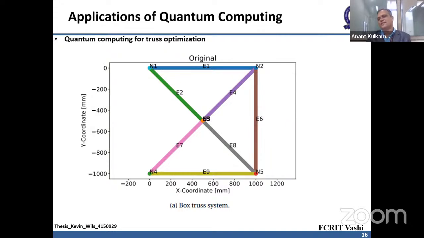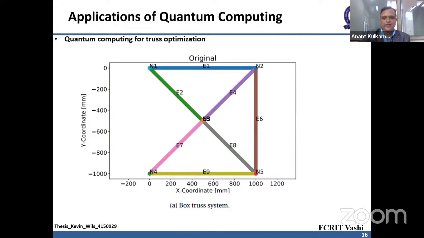If you look into this slide carefully, this box truss system is given. We are not going into detail because we are not experts of this truss kind of thing. I'm just explaining. If you look into this truss carefully, there are different members connected to different nodes. The members are E1, E2, E3, E4, E5, E6, E7, E8, E9. These are connected to the nodes N1, N2, N3, N4, N5, N6, and the structure is called a box truss system.